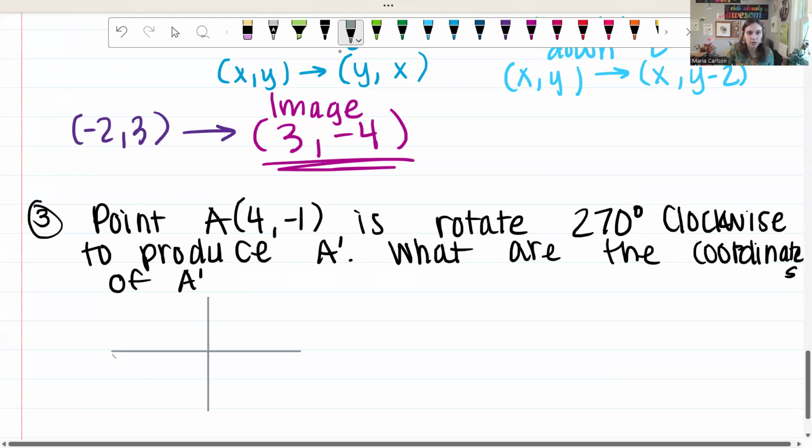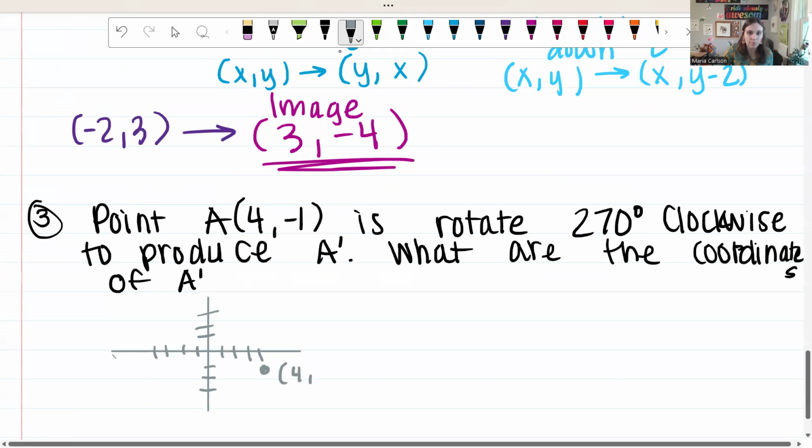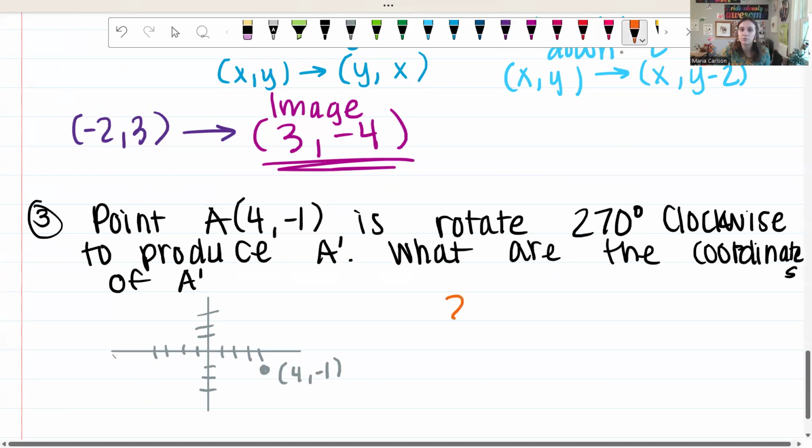And this is the point 4, negative 1. So here's the negatives, here's the positives, positives, and negatives. So 4, negative 1 would be over here. And I want to take it and rotate it 270 degrees clockwise. And remember, 270 degrees is 3/4 of a circle. So you could look at this as rotating it 180 degrees and then an additional 90 degrees clockwise.